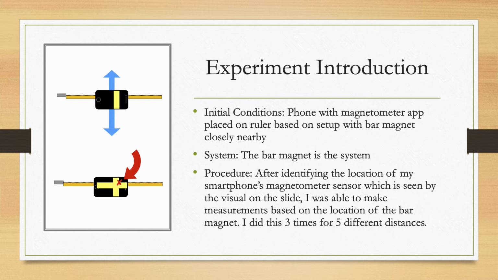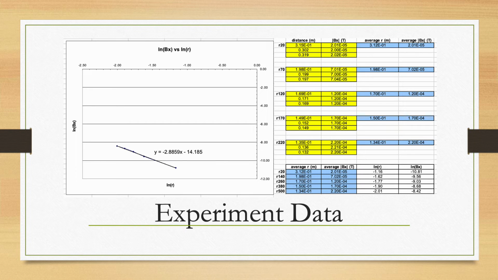Before beginning the first part of the experiment, I calibrated the setup to account for the Earth's magnetic field. Then, after identifying the location of my smartphone's magnetometer sensor, which is seen by the visual on the slide, I was able to make measurements based on the location of the bar magnet. I did this 3 times for 5 different locations. As seen from my data, I chose 5 different distances and they correspond to different x component values for the magnetic field. After linearizing the data and plotting it, I found that my n value is negative 2.8955, which is the slope of the line, and my ln of k value is negative 14.185.